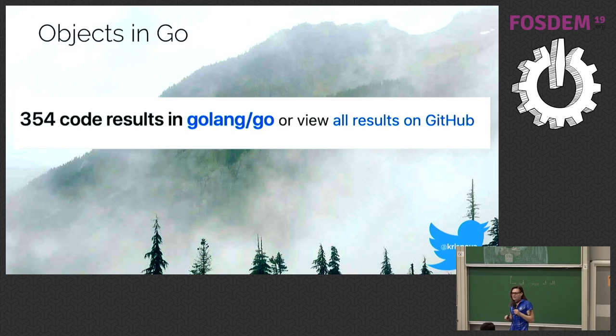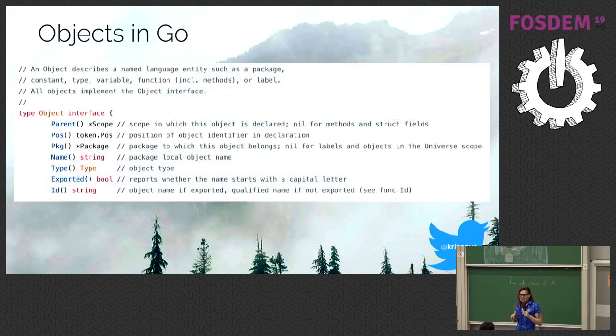If you go look in Golang/Go, I found this one I wanted to point out. It's actually an interface. It's called the object interface. It's in the Go standard library, and it says an object describes a named language entity such as a package, constant, type, variable, or function. So literally, this is the thing that makes up the things that we write as software engineers. So there are objects in Go, but they have nothing to do with an object-oriented principle, and certainly nothing to do with objects in Kubernetes.